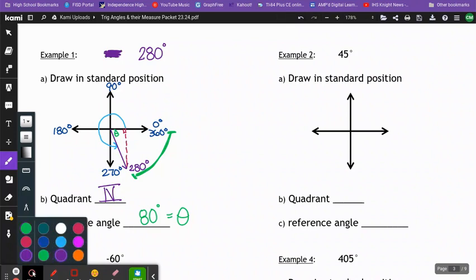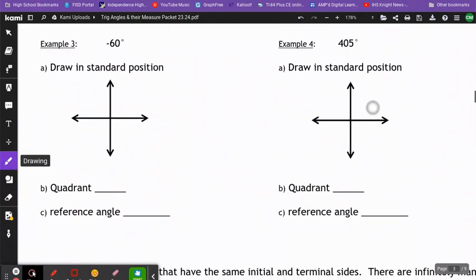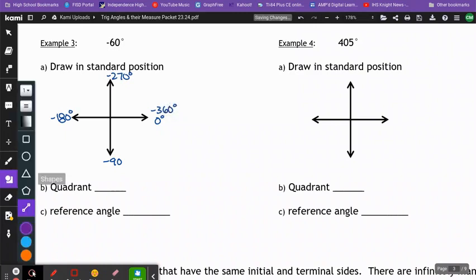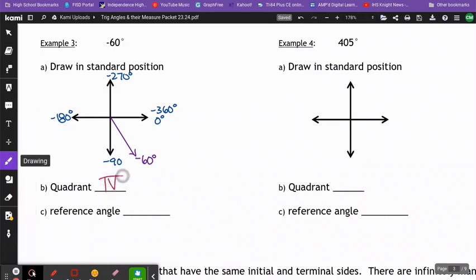Okay. Let's do a negative angle. So underneath here, a negative angle. Start at 0. This is negative 90 now. I need to go negative 60 degrees. Negative 60 degrees lands me in quadrant 4. The terminal side of negative 60 degrees lands in quadrant 4.